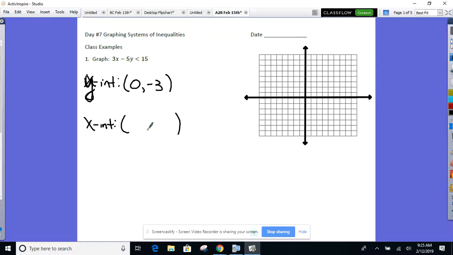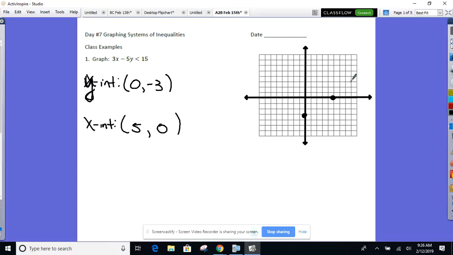Now for the x-intercept, guess what you're going to plug in 0 for now? For the y. So everyone go ahead, plug in 0 for y. Divide by 3 on both sides. What's your x coordinate now? 5, 0. Can you plot those two for me? 0, negative 3, and 5, 0. It's a lot easier than trying to get it into y equals form and going from there.